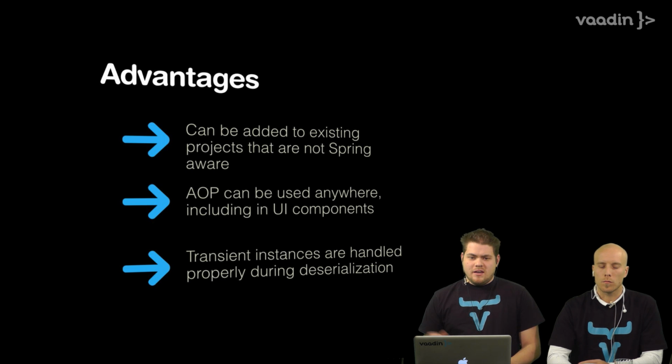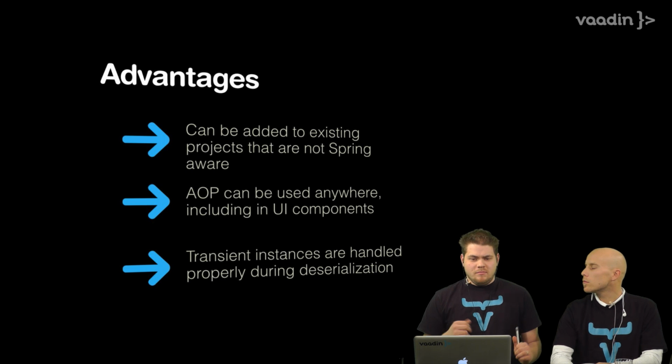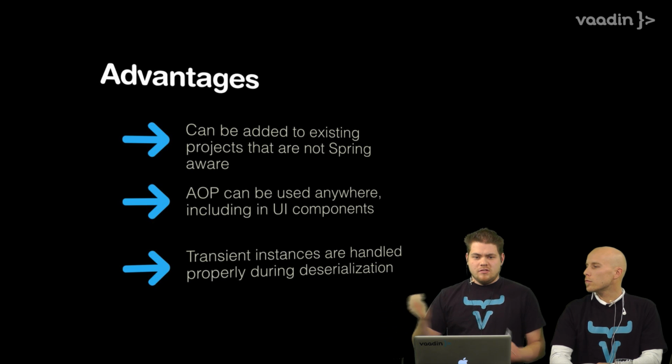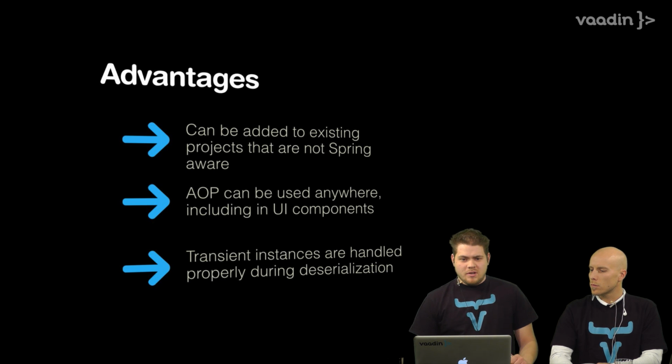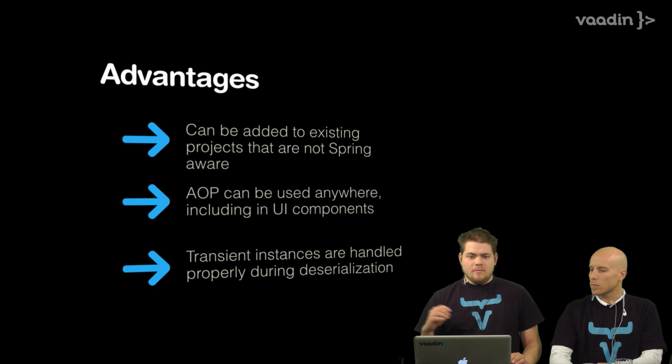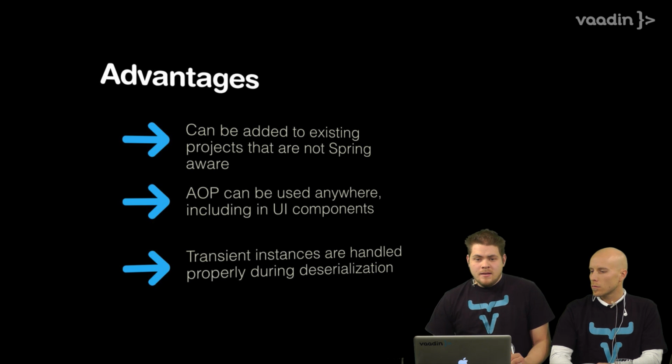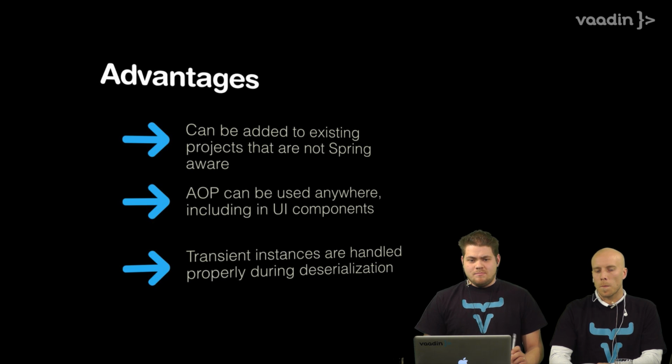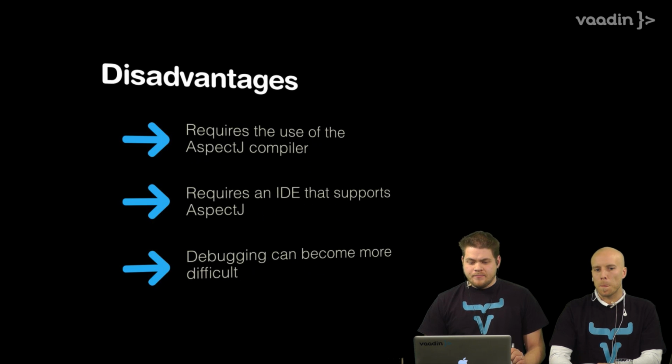So if you inject any backend beans into your UI, make sure you mark them transient, and then you can forget about it, because AspectJ will take care of them during deserialization. So if you are having problems with your Spring managed applications and serialization, then AspectJ could be one solution.